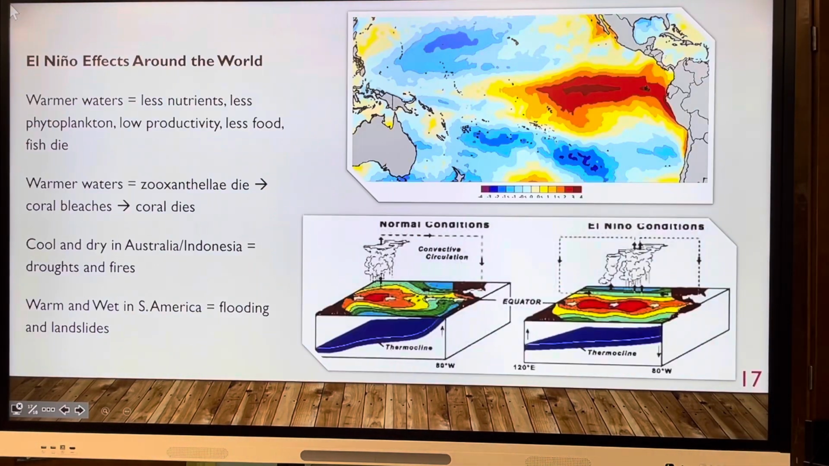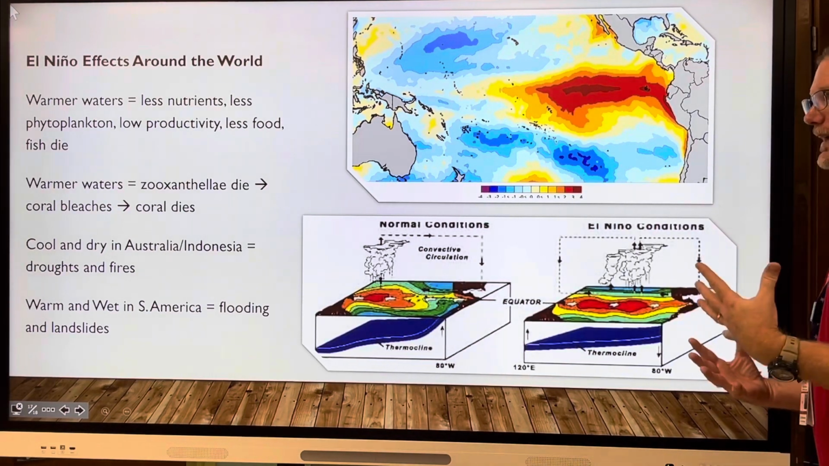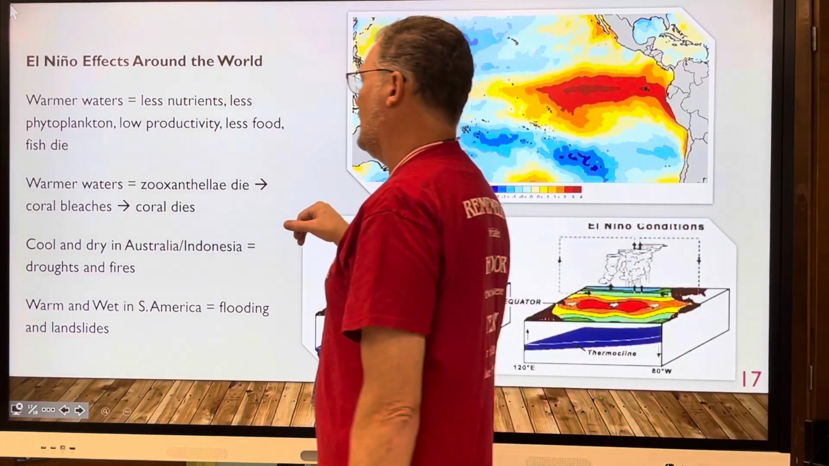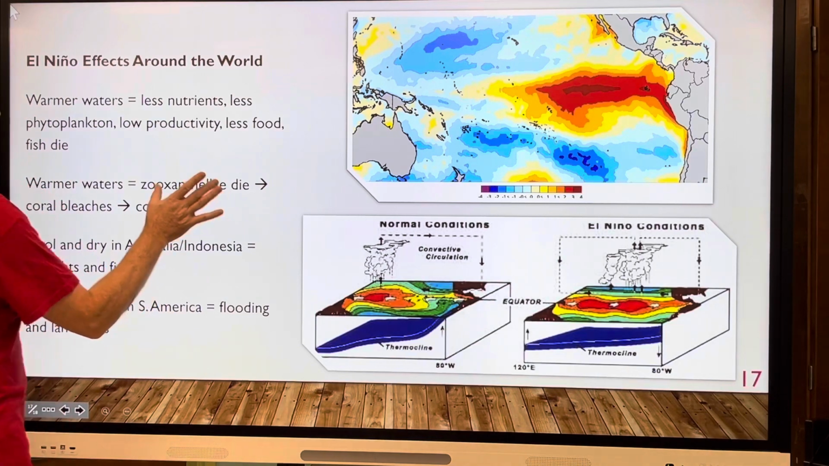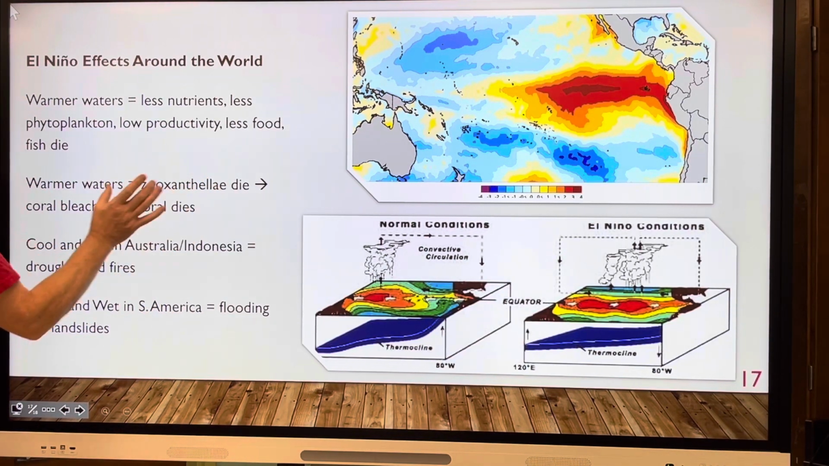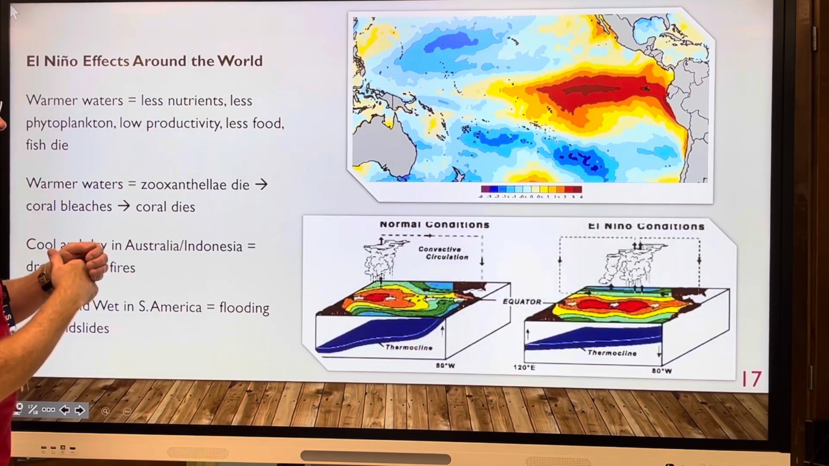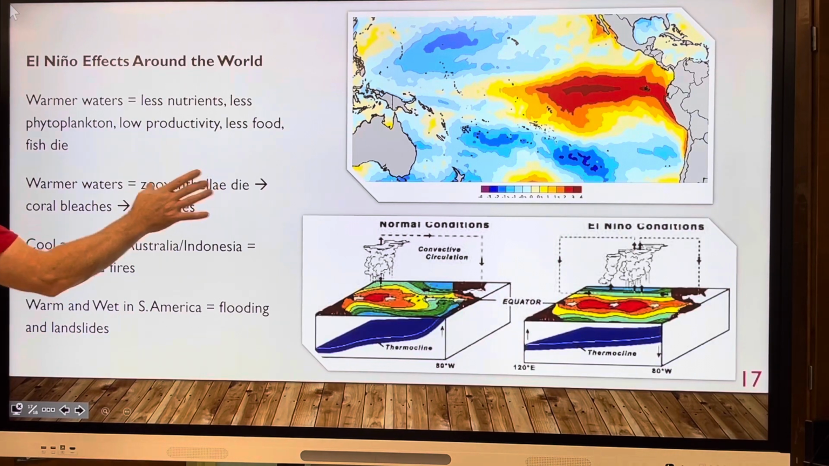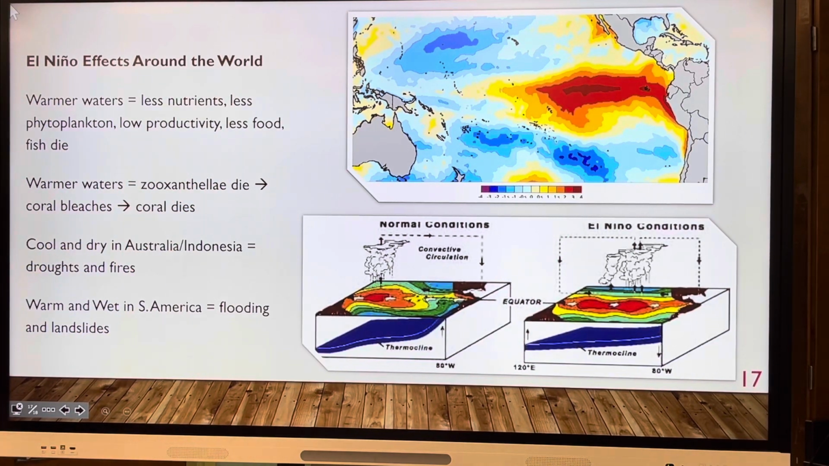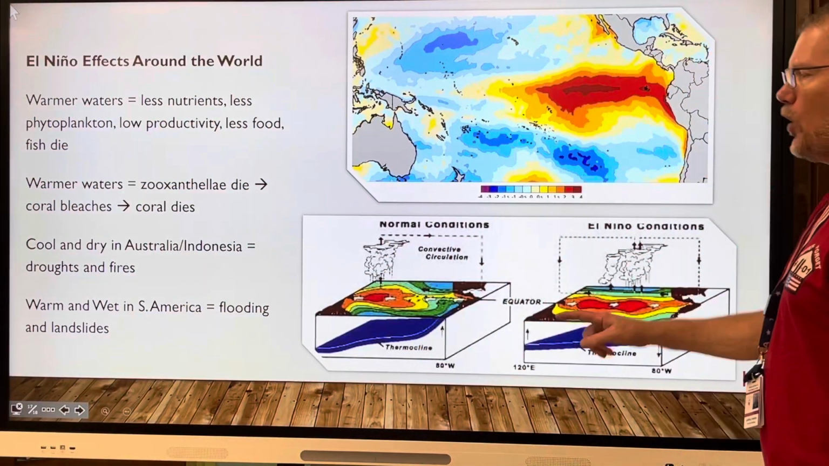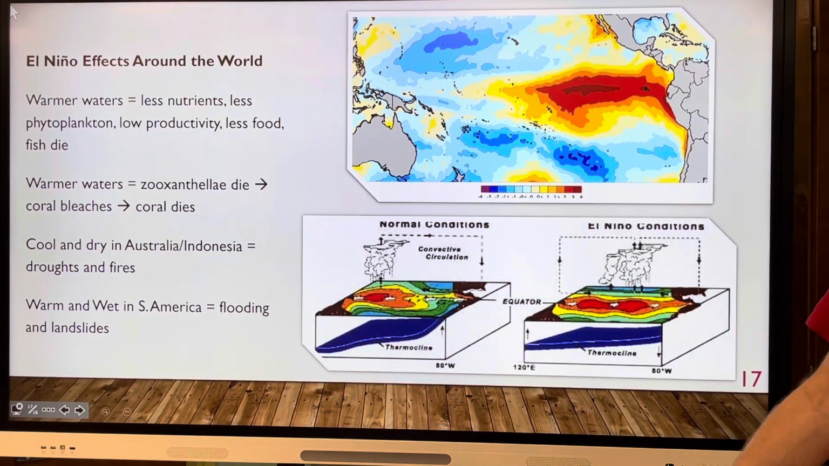So El Nino effects around the world: warmer waters, typically fewer nutrients, as we talked about already. So less phytoplankton, less productivity of food. The warmer water makes zooxanthellae die. We're going to talk more about that in the future. These are symbiotic algae that live in corals and allow them to get nutrients from photosynthesizing as well as eating. So they die, then the coral gets bleached and the coral dies when you have warmer waters. Cool and dry in Australia, you get more droughts and fires. And warmer and wet in South America, you get more flooding and landslides, typically mudslides.